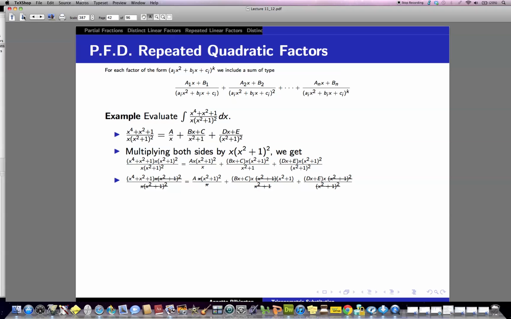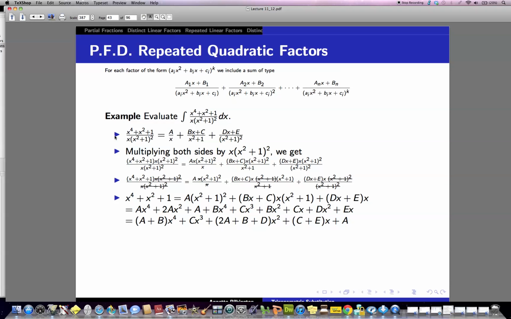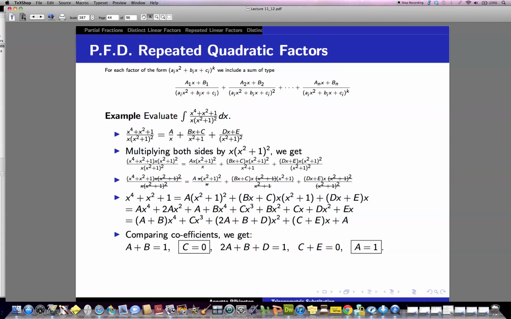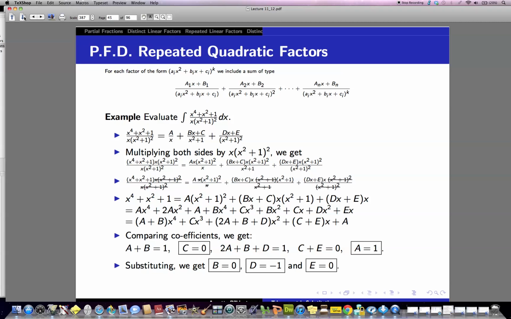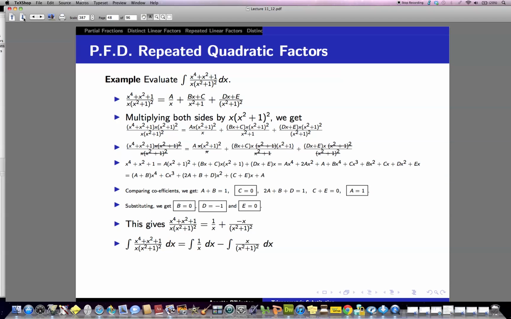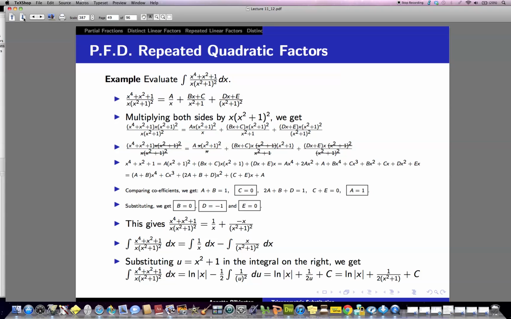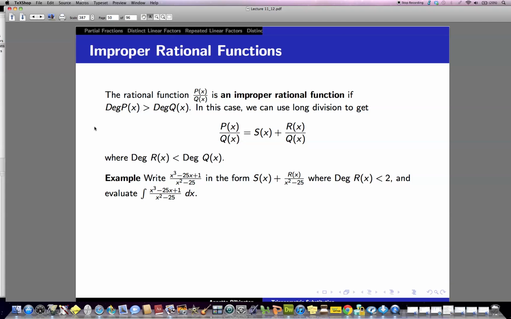I solve for the A, B, C, D, and E using the technique that I showed you before. We multiply across by Q of x, then we cancel wherever we can. You might use particular values of x, or you might compare coefficients as I have done there, and you end up with A equals 1, C equals 0, B equals 0, D equals minus 1, and E equals 0. So at the end of the day, the partial fractions decomposition of this rational function is 1 over x minus x over x squared plus 1 squared. And then we can integrate these using a variety of techniques.